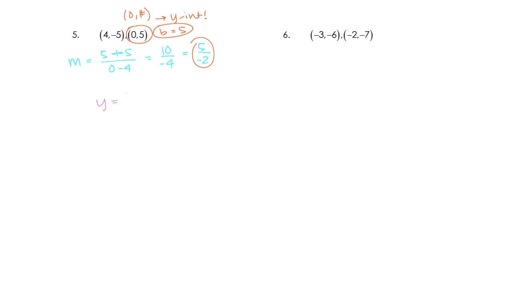y equals m, which is 5 over negative 2, x plus b would be plus 5. So I get to completely skip point slope form. Now from here, we have to get rid of this fraction. So multiply everything by the denominator.